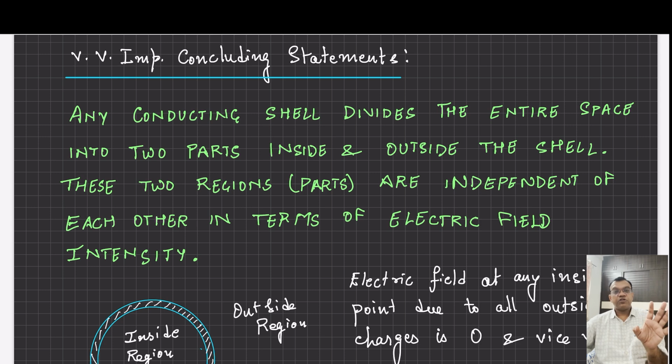You are happy in your home, we are happy in ours. We are not interfering in each other's life. Inside people are happy there only. They are not disturbing the outside people. Outside people are happy there only. They are not disturbing the inside people. Inside charges are not affected by outside charges. Outside charges are not affected by inside charges. This we are talking about in terms of net field.